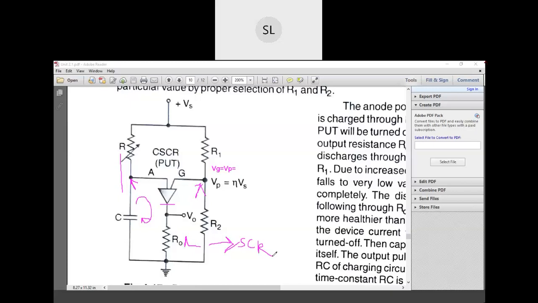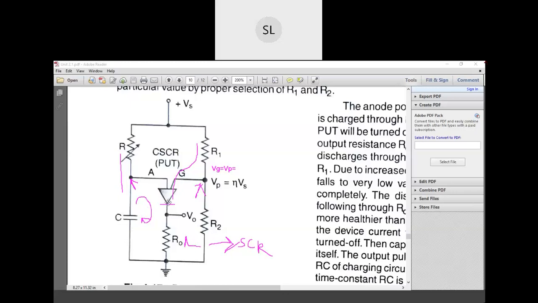Now here, while the capacitor is discharging through R naught, one more current is flowing through the PUT, that is, to R1. So healthier pulses are obtained across R naught as compared to the UJT. Once the capacitor starts discharging, the PUT will be turned off when the current flowing through it falls below its holding value.